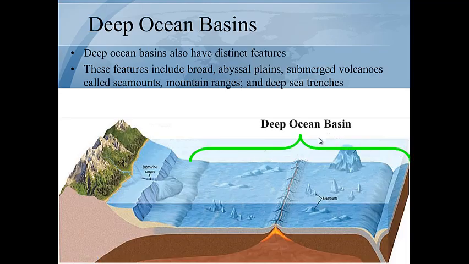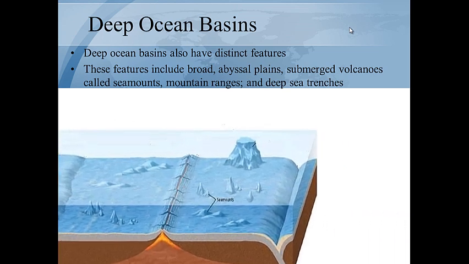All right, deep ocean basins. So we've left the continents. We're now in the really, really deep parts of the ocean. And these deep ocean basins have distinct features, okay? Like I said, it was thought it was just flat out there. Nothing was out there, but now we know that not to be true, thanks to sonar. So these features include broad abyssal plains, submerged volcanoes called seamounts, mountain ranges, and deep sea trenches. Let's look at these features.